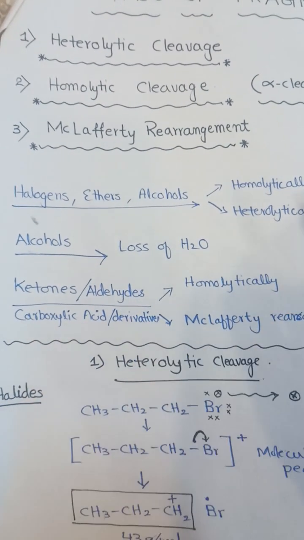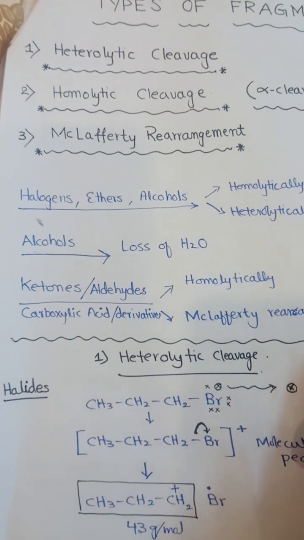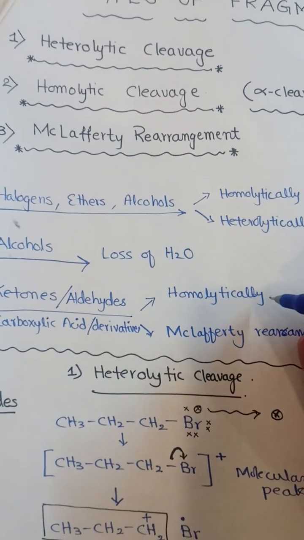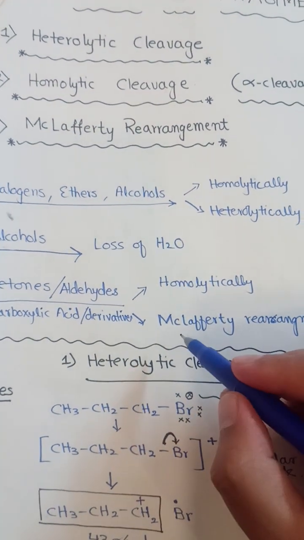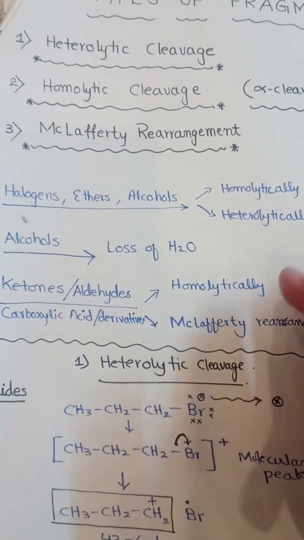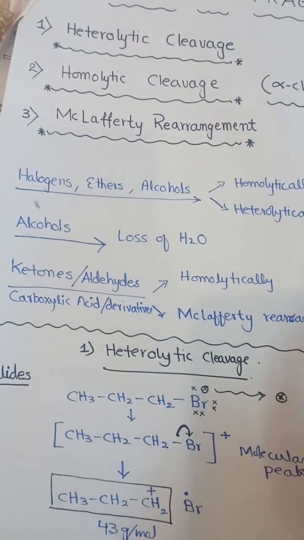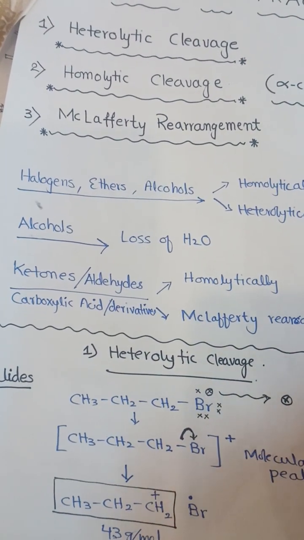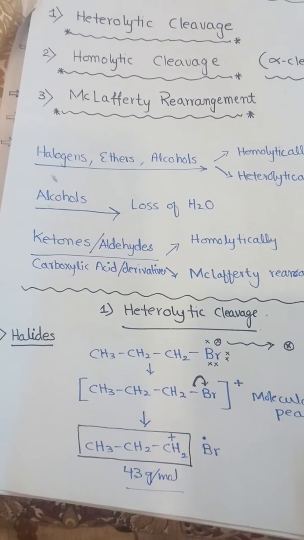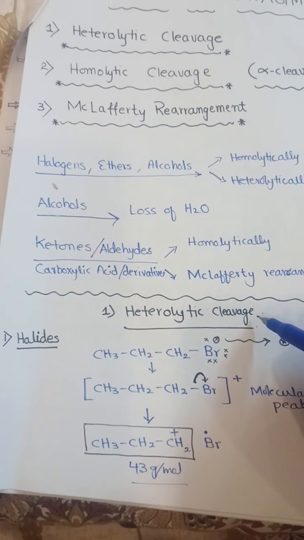Ketones, aldehydes, carboxylic acids, and their derivatives usually cleave homolytically and also through McLafferty rearrangement. So we will discuss all these three types of cleavage. Alkanes, alkenes, and alkynes we also observe cleave homolytically. So first we will discuss heterolytic cleavage.